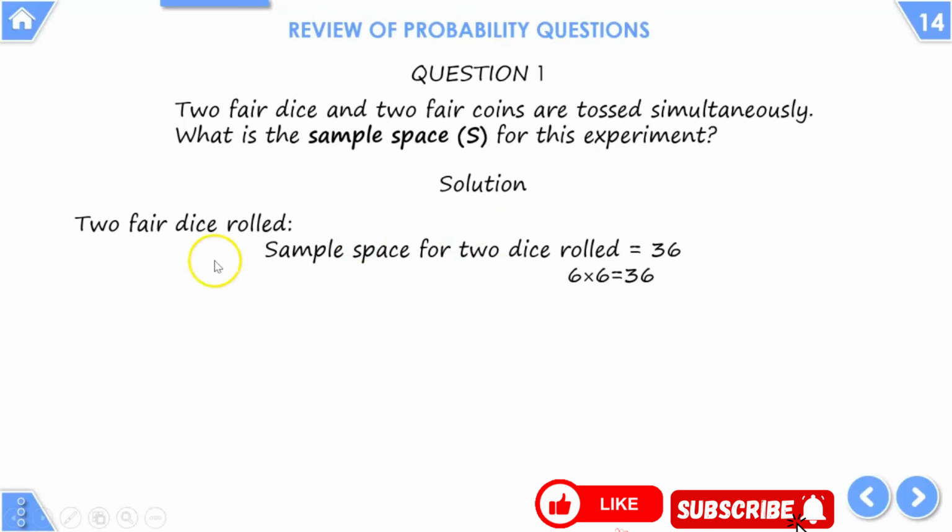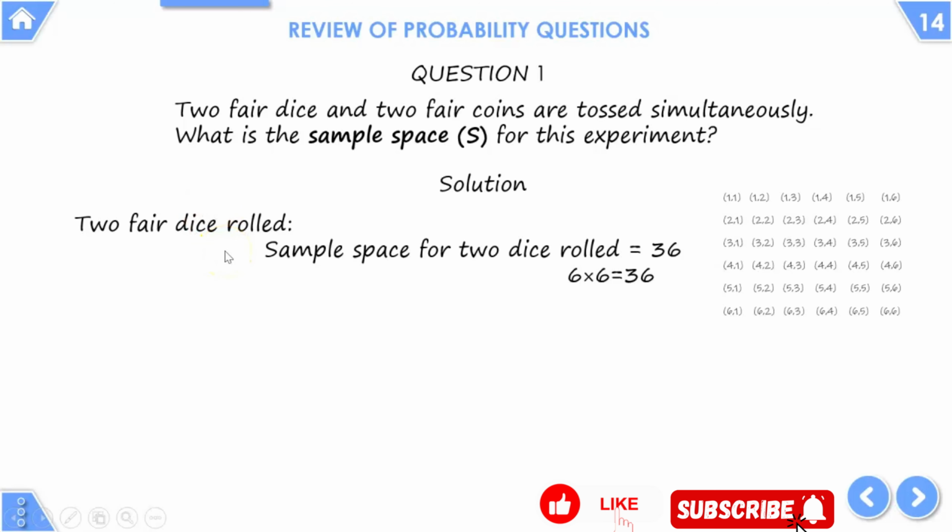So for the 2 fair dice that you rolled, the sample space is going to be 36. And why so? Because the sample space for the first die is 6, that is 1, 2, 3, 4, 5, 6. And the sample space for the second die is 6 as well, which is 1, 2, 3, 4, 5, 6. And if you combine 6 by 6, you are going to get 36. And 36 becomes the answer for rolling 2 fair dice. Now that is the answer.